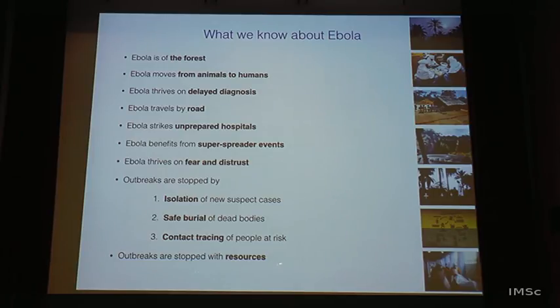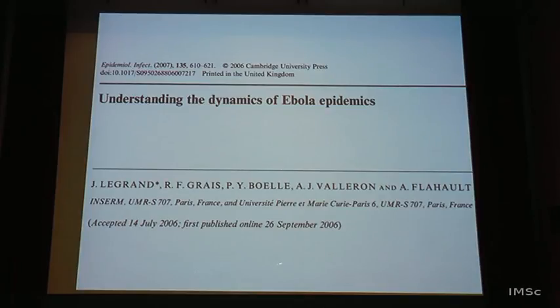In terms of mathematical modeling, the first model that really had an impact, not only at the time but even during this outbreak, was published by some people from INSERM in France, and this model is so famous that now everyone calls it the Legrand model. It's a model that was designed to understand the dynamics of Ebola epidemics. It was published, you see, in 2007, so a long time ago.